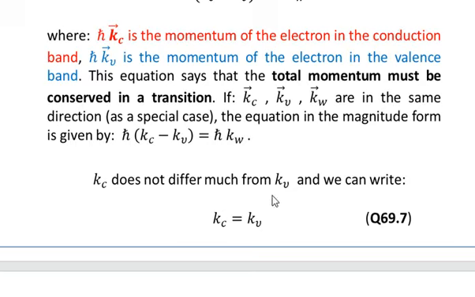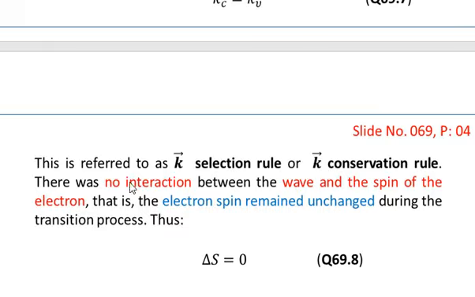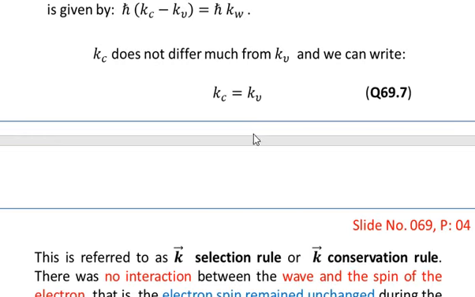Kc does not differ from Kv, and this equation holds only in the magnitude form, that is, the magnitude of the wave number in the conduction band is equal to the magnitude of the wave number in the valence band, because there is only a very slight difference in magnitude between the two quantities, and we can roughly set the two wave numbers to be equal to each other, as given in equation number 69.7. This is referred to as the K selection rule or K conservation rule. So you see that we have obtained one rule for the transition.